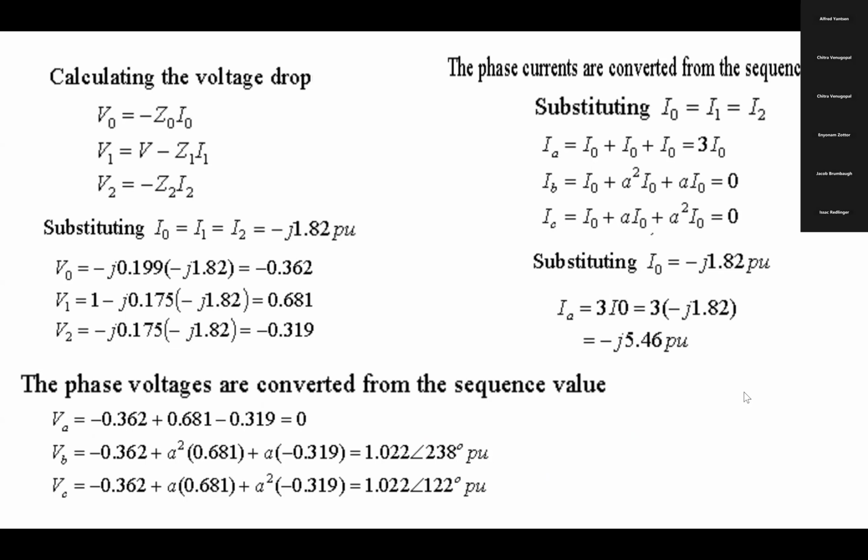VA, VB, VC. You can see here the I value is 3 times IA. So what is the Z value? That's going to be multiplied by 3. Okay, so you get the values.